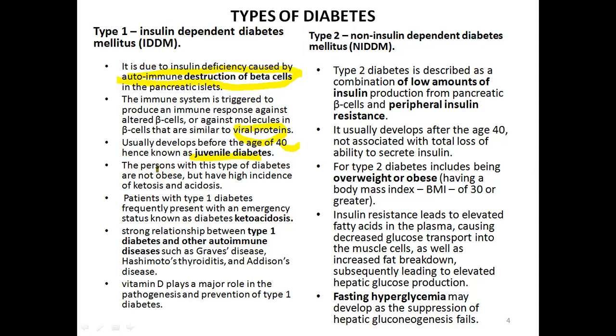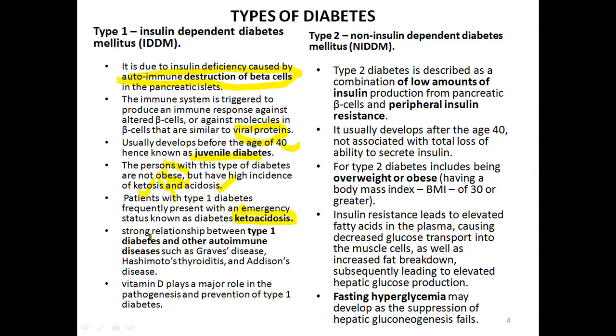Now, in type 1 diabetes, the person suffering from diabetes mellitus is not obese. It is not due to excessive fat deposition in the body. They need not be obese. Still, they may become diabetic due to this autoimmune response of the body. But in spite of not having obesity, they will still have a lot of ketosis and acidosis in the body, and they develop an emergency situation inside their body known as ketoacidosis.